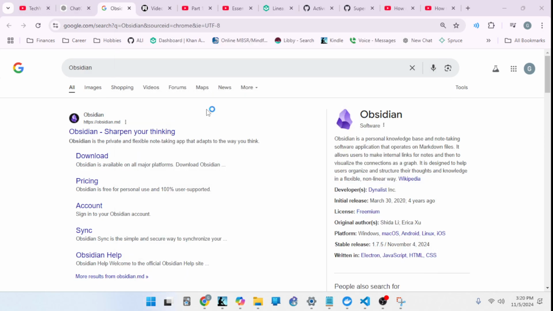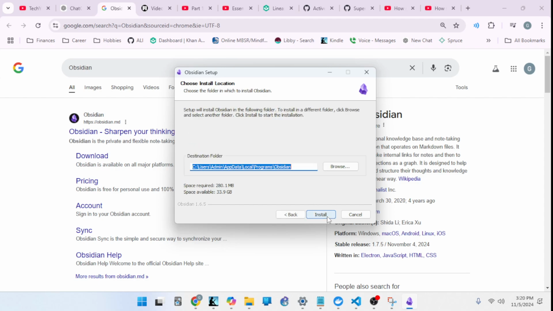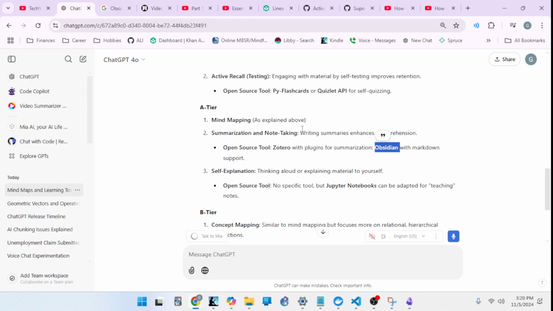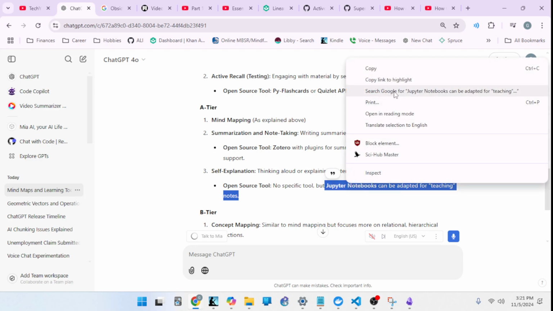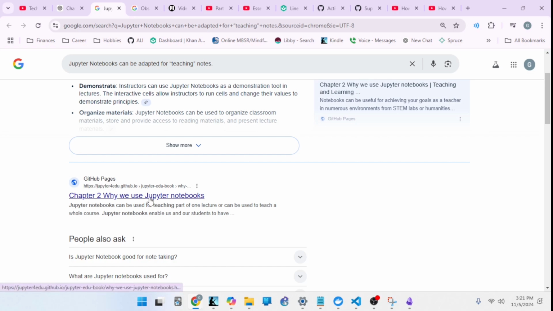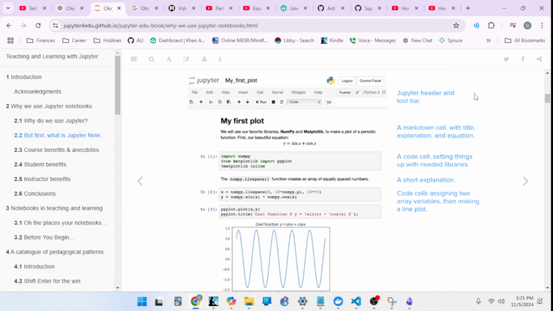So I've definitely tried using Obsidian before. I kind of don't like it, but I don't know how to use it. So yeah, Obsidian is free for personal use. So let's go with Obsidian. And then you can use Jupyter Notebooks for teaching notes. It's a good one.